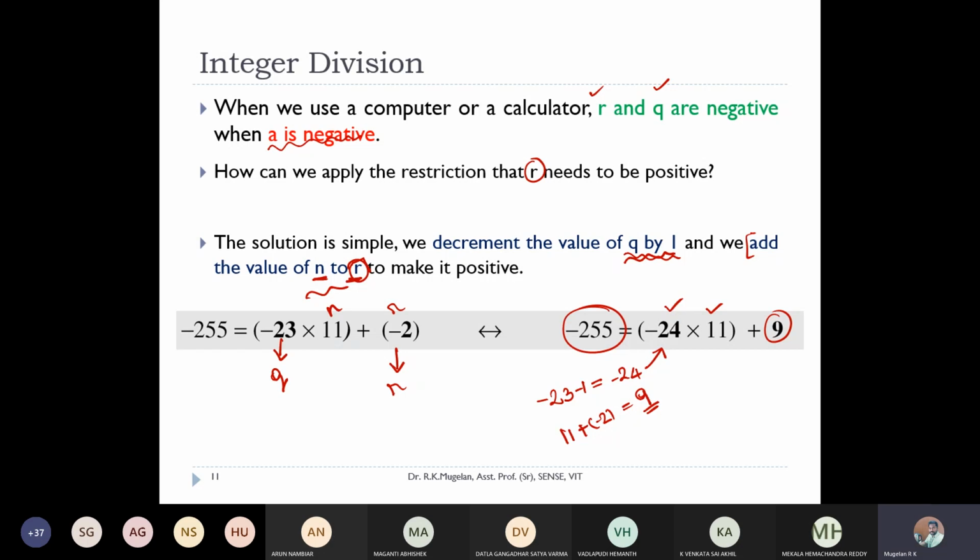Right. So does anyone have any doubt in this part? How to convert the remainder value, if it is a negative value, into a non-negative value? If it is clear, raise your hand. If you have any doubts, you can ask them. Thank you, Akhil. Does anyone have any doubts apart from Akhil? No.